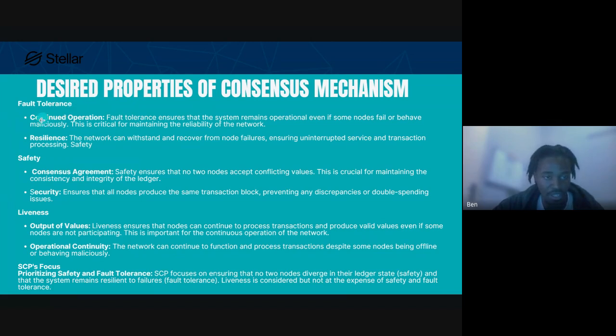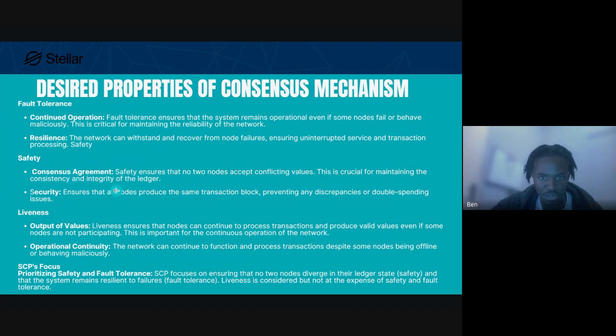So the first property is fault tolerance, continued operations. Fault tolerance ensures that the system remains operational even if some nodes fail or behave maliciously. This is critical for maintaining the reliability of the network. I hope that makes sense, because you want your system to always operate. And another property is resilience. The network can withstand and recover from node failure, ensuring uninterrupted service and transaction processing.